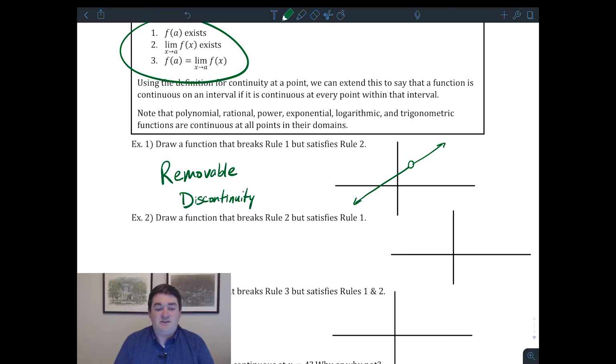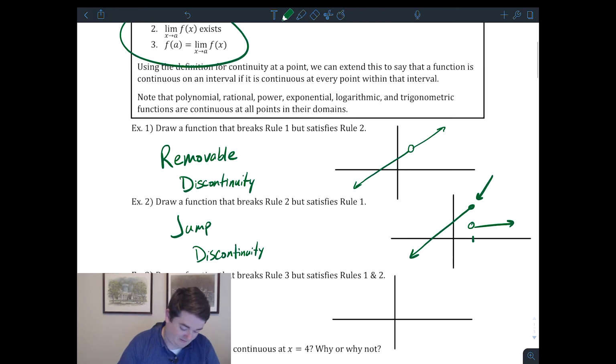In example 2, we're asking ourselves, can we draw a function that exists at a certain point but the limit doesn't exist there? The easiest way to draw something like this would be a piecewise function. Imagine that you've got 2 pieces. Is it true that the function value exists? Yeah, I can see right here I've got a closed circle. So the function exists at this x value, but the limit does not. This is called a jump discontinuity.